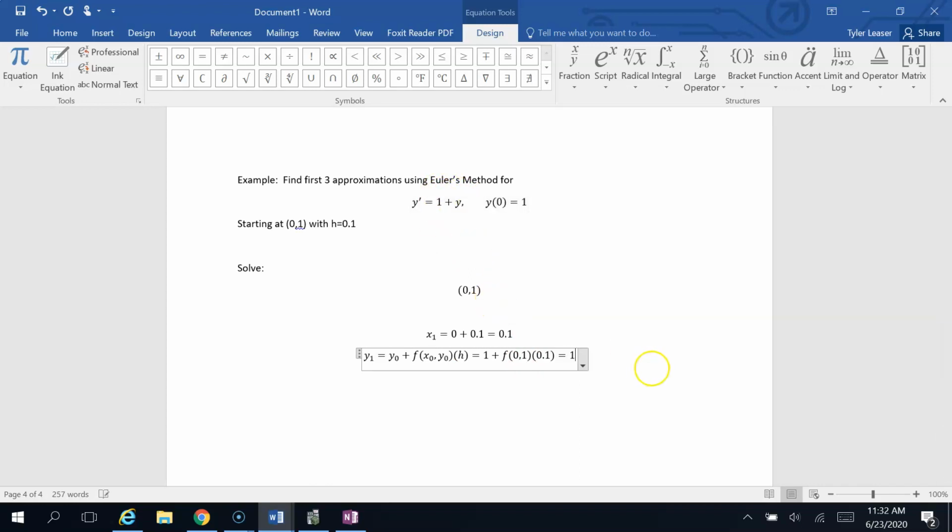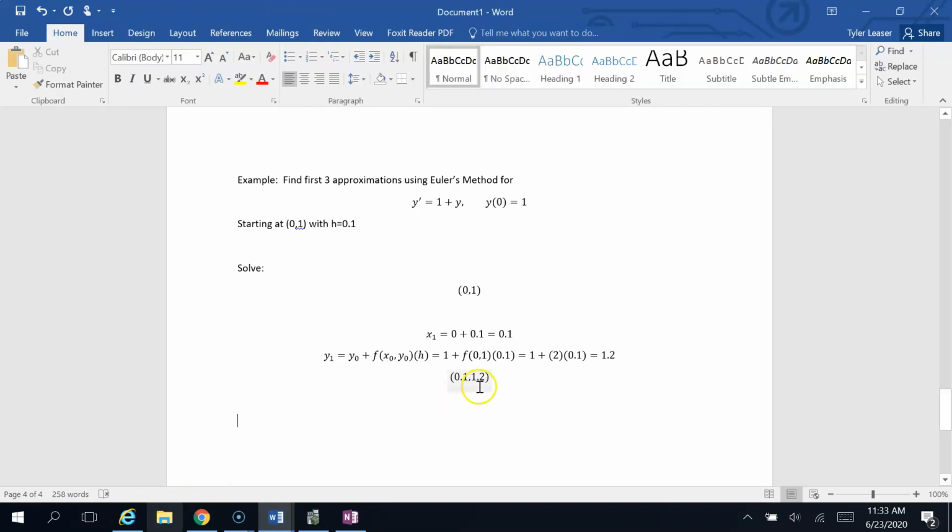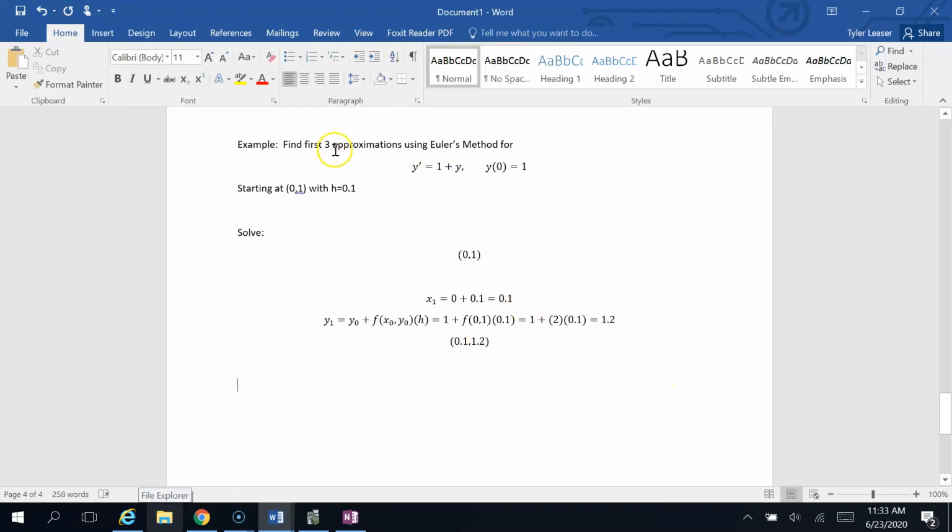All right, so we still have the 1 out in front. Plugging (0, 1) into here, the 0 is not going to do anything because there's no x's, so we're just going to get 1 plus 1, which is 2, times this 0.1. That comes out to be 1.2. Which means that the next ordered pair is (0.1, 1.2). All right, so that's my x1, y1. So that's the first approximation.